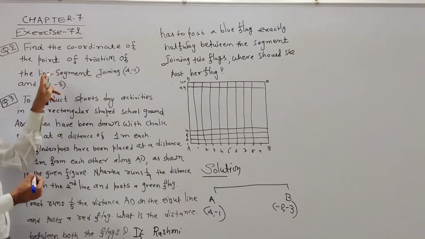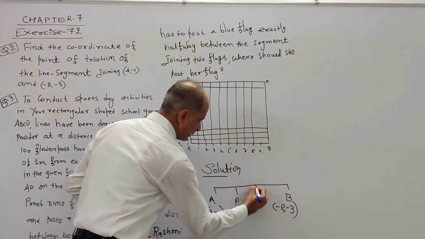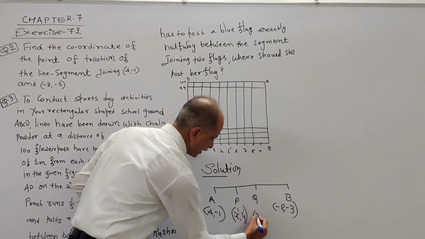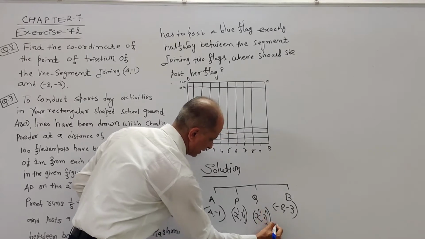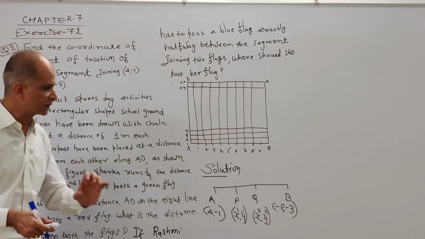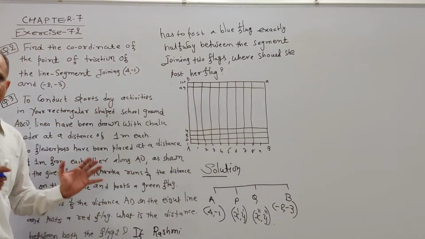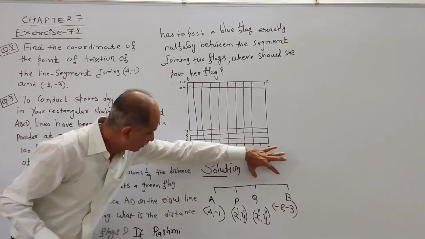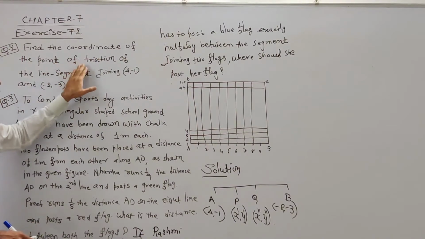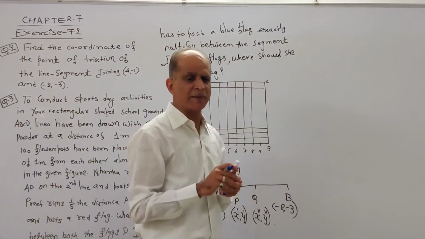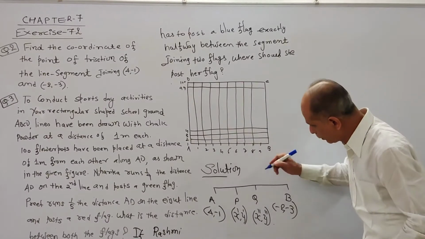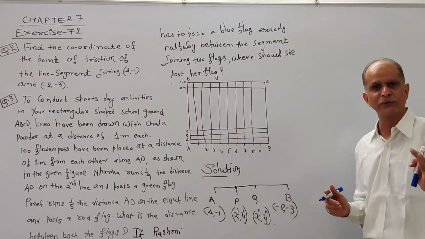Now you have to find out the points of trisection. Means there are two points. One is P and the other one is Q. The coordinate of P is (x dash, y dash), while the coordinate of Q is (x double dash, y double dash). So friends, your question is to find out the coordinates of P and Q, because these two points P and Q divide line segment AB into three equal parts, that is AP, PQ and QB, and that's why it is known as point of trisection. We have already solved one example similar to this in illustration.